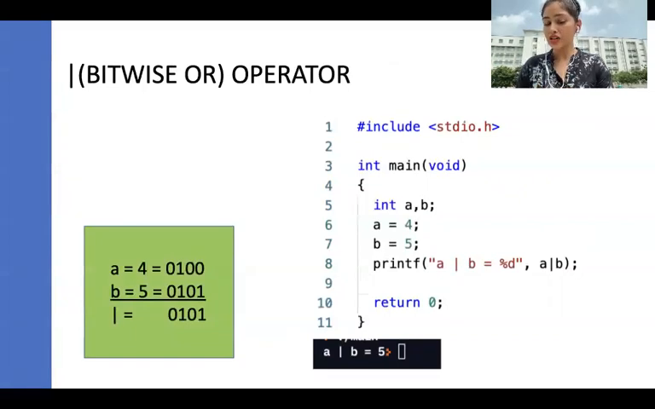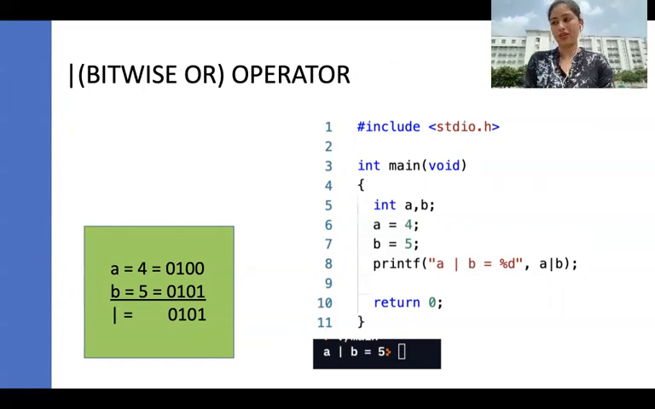Right? In this case, you need only one input value to be true. That's why the name is OR. OR means either this to be true or that to be true. Only then the result will be true. Correct? So here in this case, again, we are taking the same example.